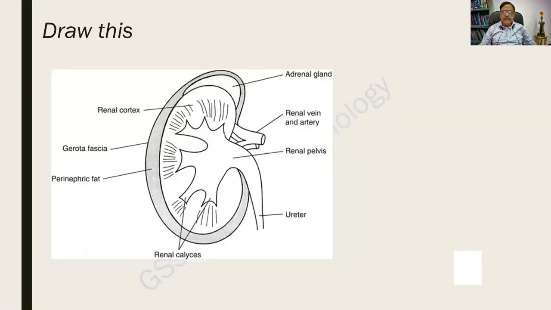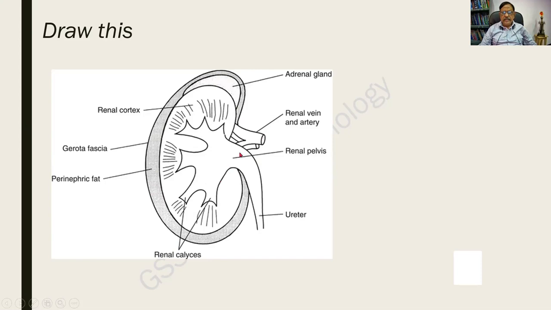This is a simplistic diagram of the kidney, which you should always have in mind. We have got the renal pyramids, and this is the cortex over here at the rim, and it is being surrounded by a capsule. This in turn is being surrounded by a Gerota's fascia and a perinephric fat. At the superior pole is the adrenal gland, and we have got the hilum wherein we have got the various structures entering and leaving the kidney.